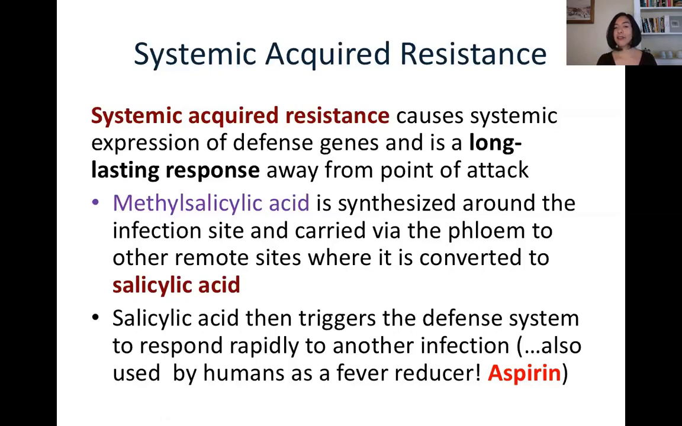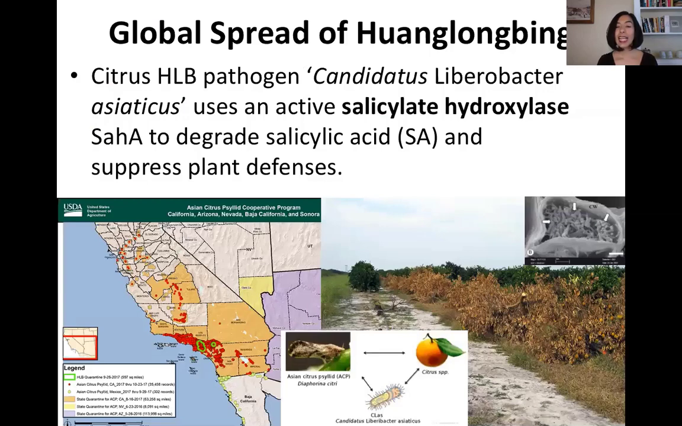Salicylic acid might sound familiar to you, and that's because we use it in aspirin to reduce fever. And so plants use it to trigger the immune system. However, some pathogens have evolved a counterattack. And this is one example.